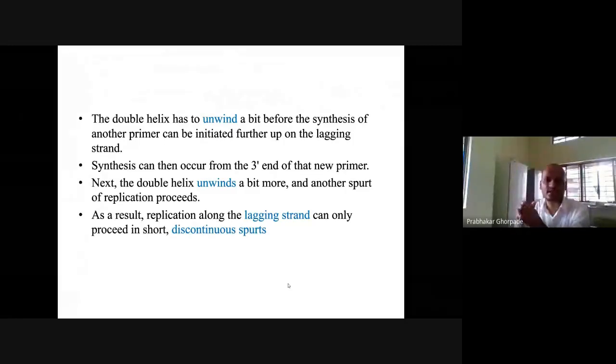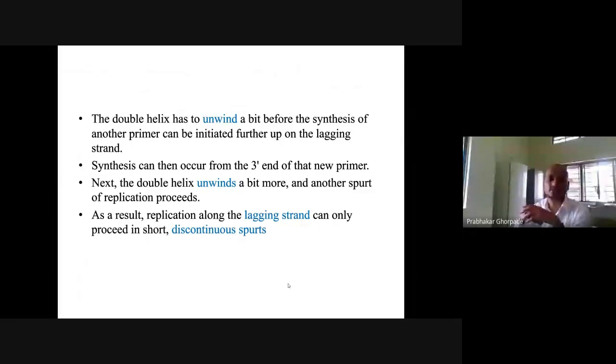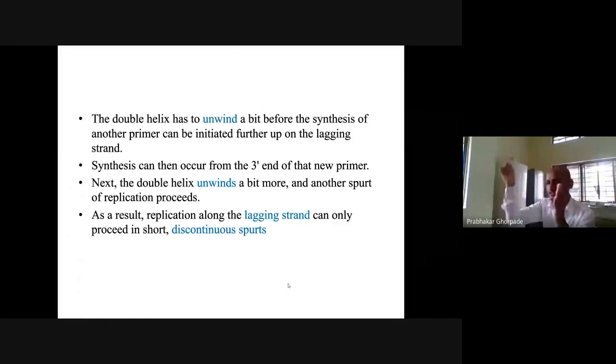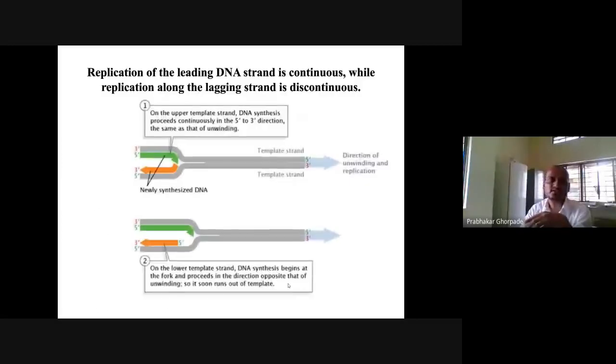The double helix has to unwind a bit before synthesis of another primer can be initiated further on the lagging strand. So synthesis can occur from the 3' end of a new primer. Next, the double strand unwinds a bit more, and then another spurt of replication occurs. The result is a replication fork. Replication along the lagging strand can only proceed discontinuously. Okay, so this unwinding happens bit by bit, and then again this discontinuous process of DNA strand replication happens. So replication of the leading DNA strand is continuous, and the lagging is discontinuous.